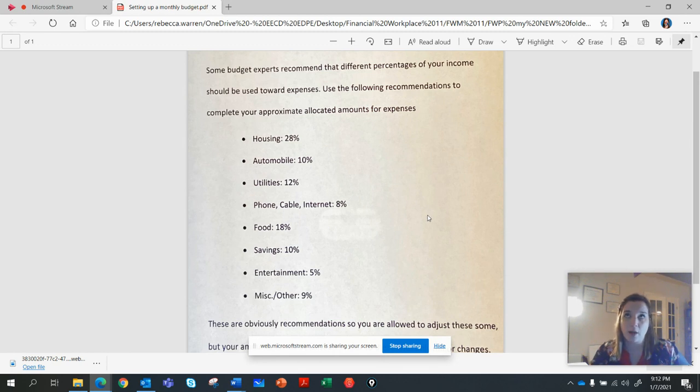Now, you can do your net annual pay or you can do your net monthly pay, where you will be figuring out a lot of these things for budgeting purposes based on the month. I would suggest using your net monthly pay.